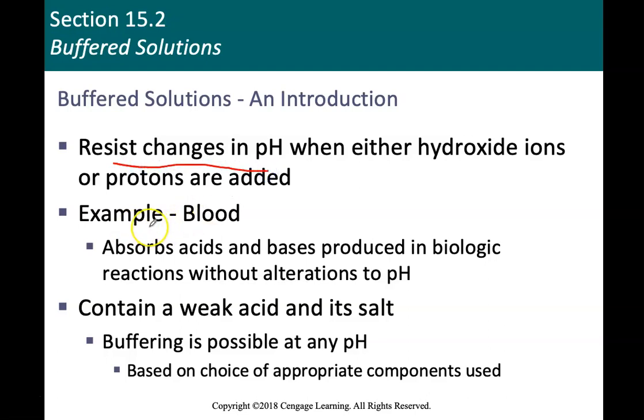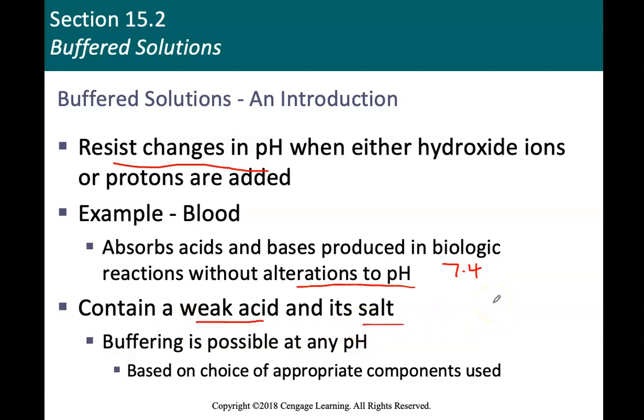An example is the blood system in the human body, which is actually a buffered system. It absorbs acids and bases that are produced in biological reactions without changing the pH in the body drastically. The pH of blood is roughly 7.4. So, what is in the buffer? A buffer contains a weak acid with its salt.